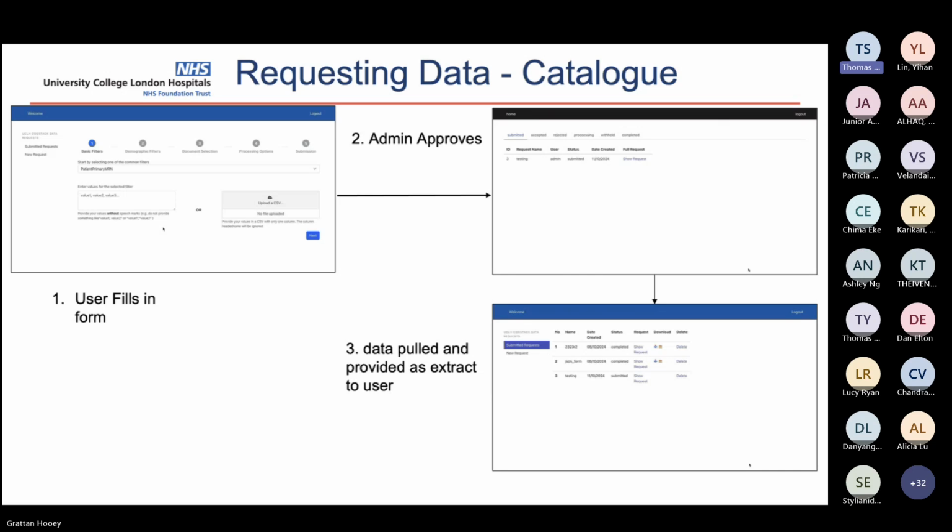Once we press accept, there's an automated process which goes into the data lake, pulls that data, and makes it available for download for the user. All of this, of course, is hosted in the UCLH network, so there's no risk of data leakage. This has been quite useful for small research projects where people want data quite quickly and don't want to go through the process of search.